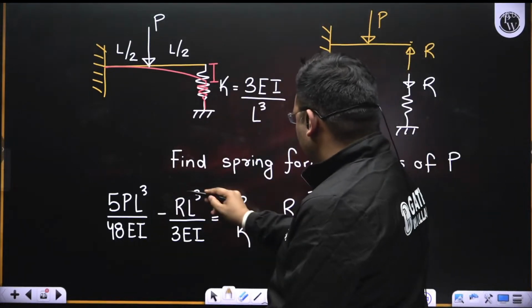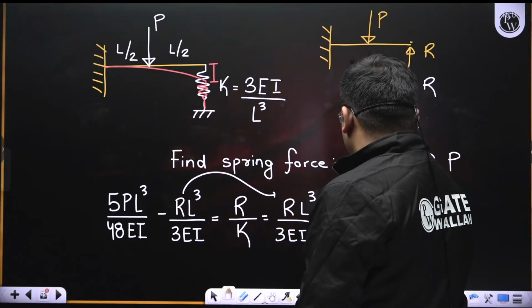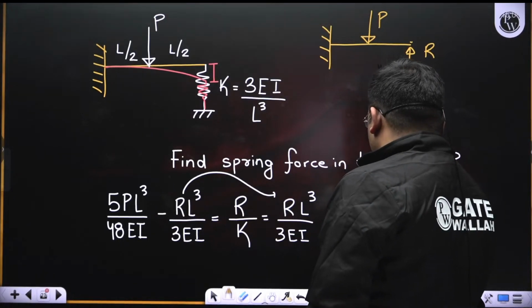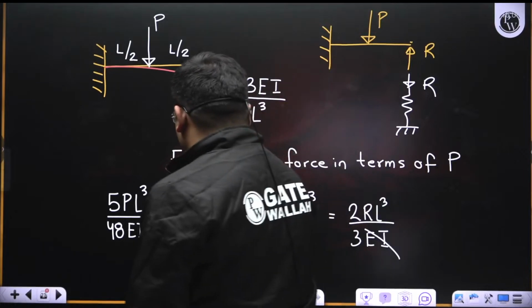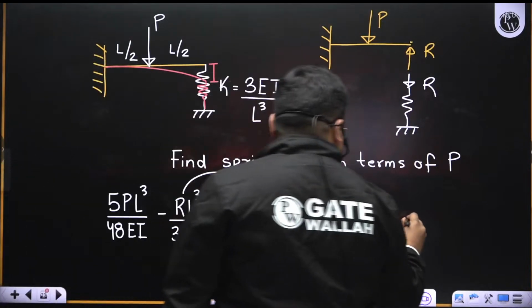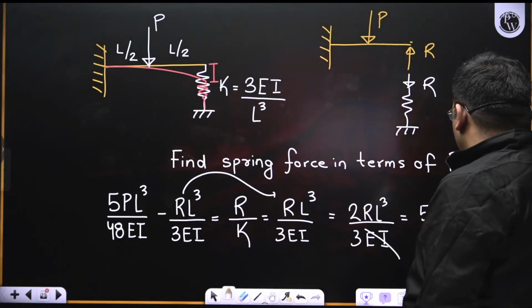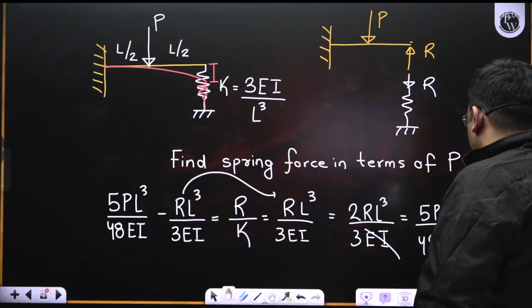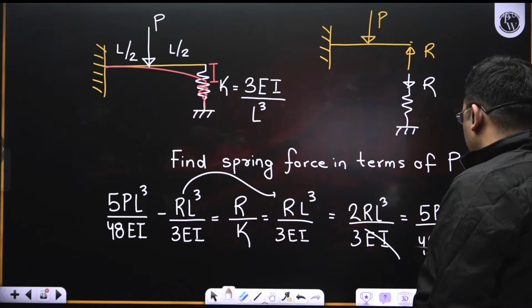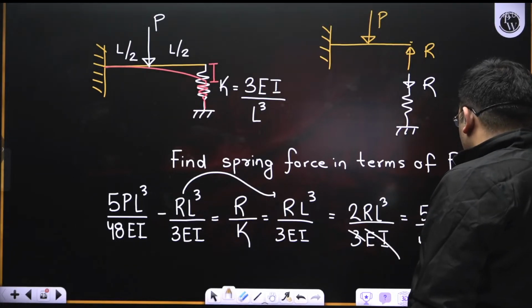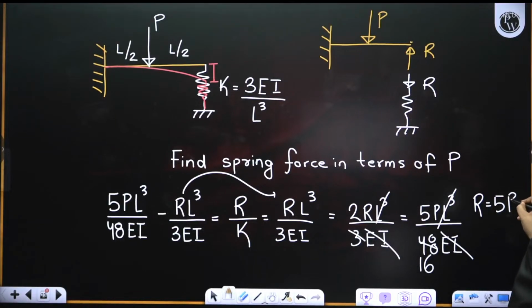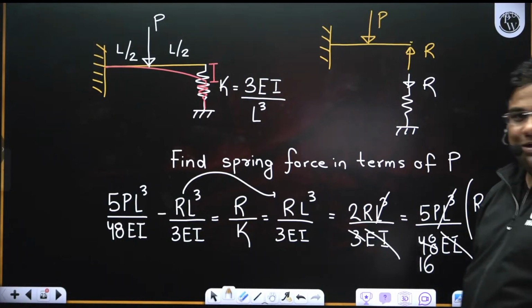Now what will happen, when we bring this side, it will become 2RL cube by 3EI. Now this EI will get cancelled. We forgot this R, committed a mistake. So now EI gets cancelled, this becomes 16. So now you see R is equal to 5P by 32. Understood?